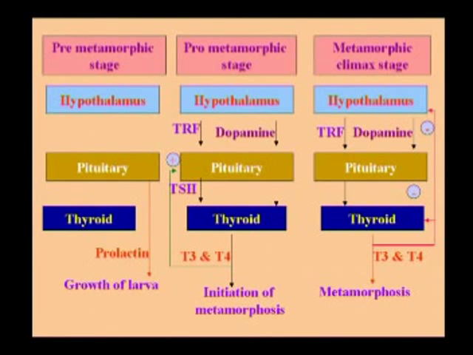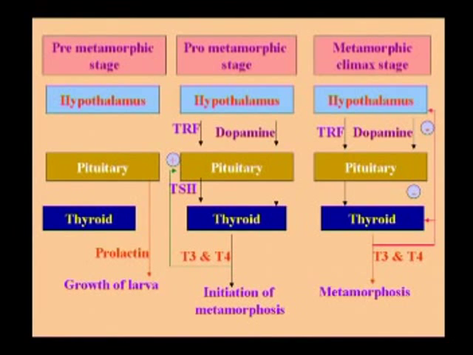The hypothalamus is a part of the brain. The pituitary is another endocrine gland. The thyroid gland is another endocrine gland present in the body of the animal. Here, during the pre-metamorphic stage, the hypothalamus won't release any substance. The pituitary alone releases a substance, prolactin, a hormone which promotes the growth of the larva.